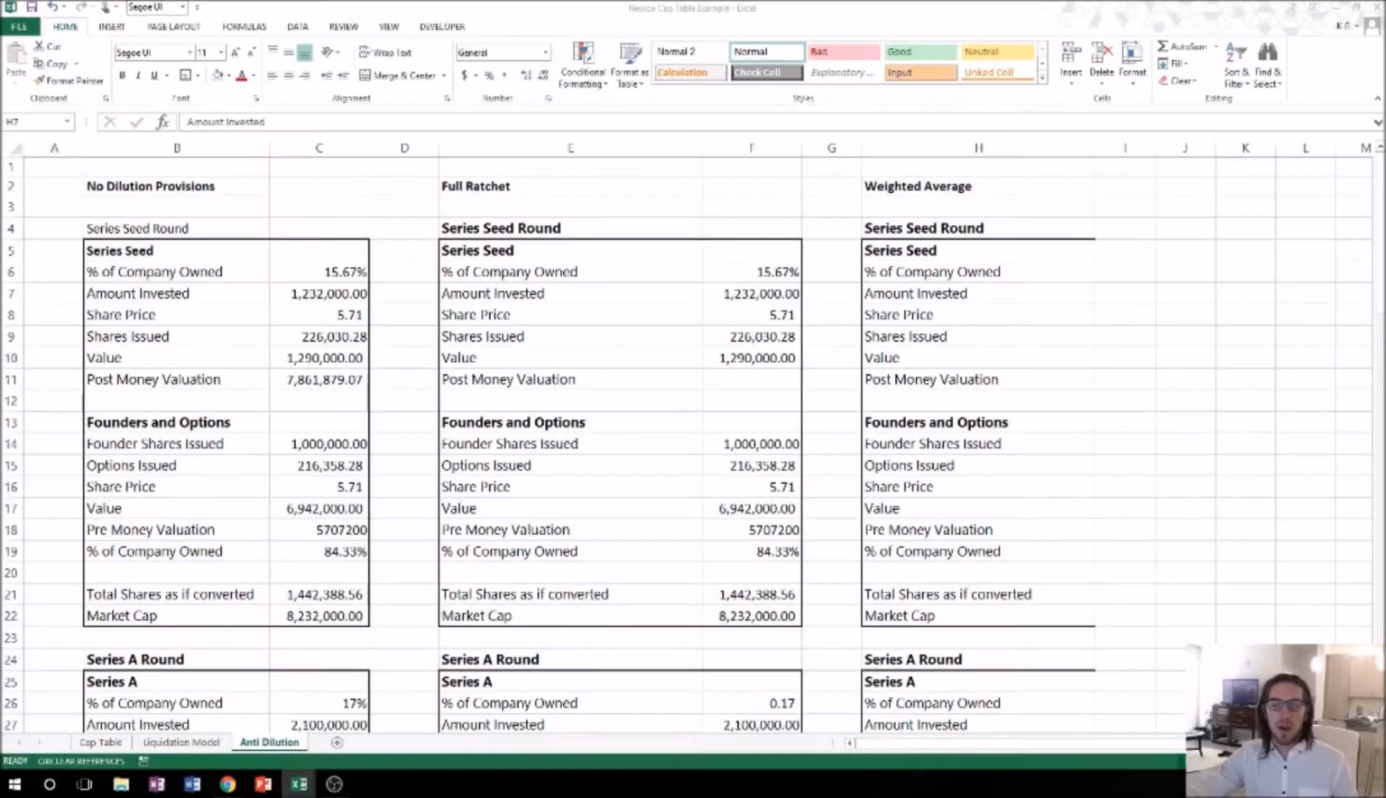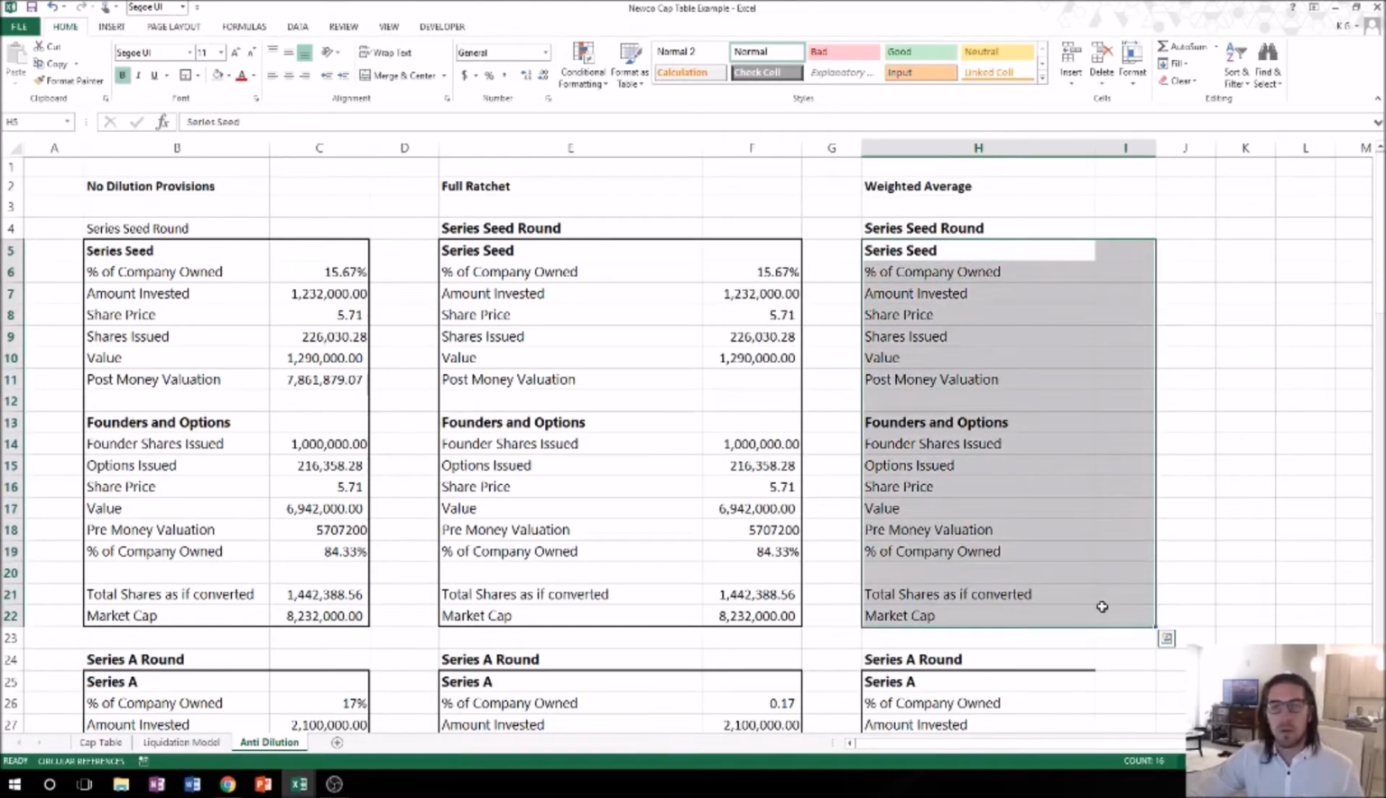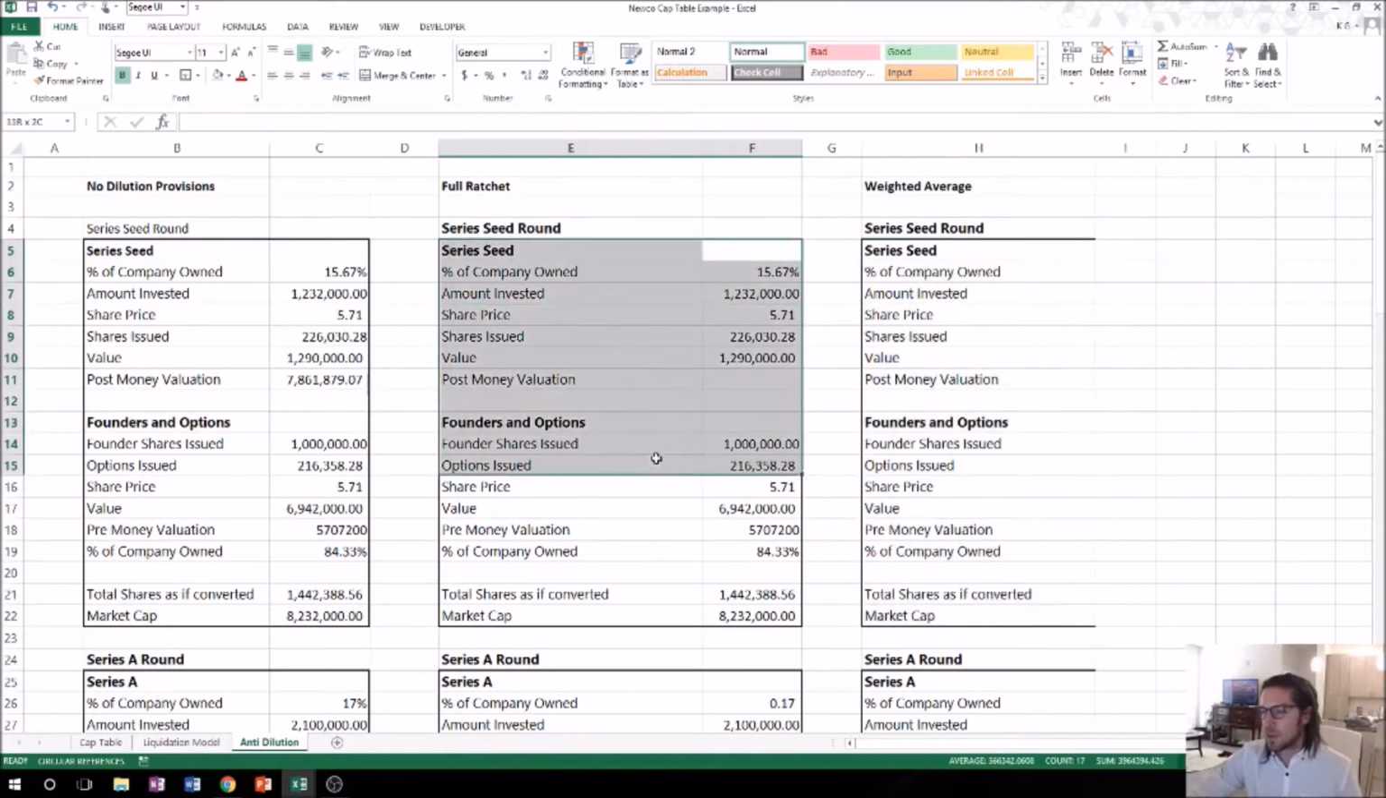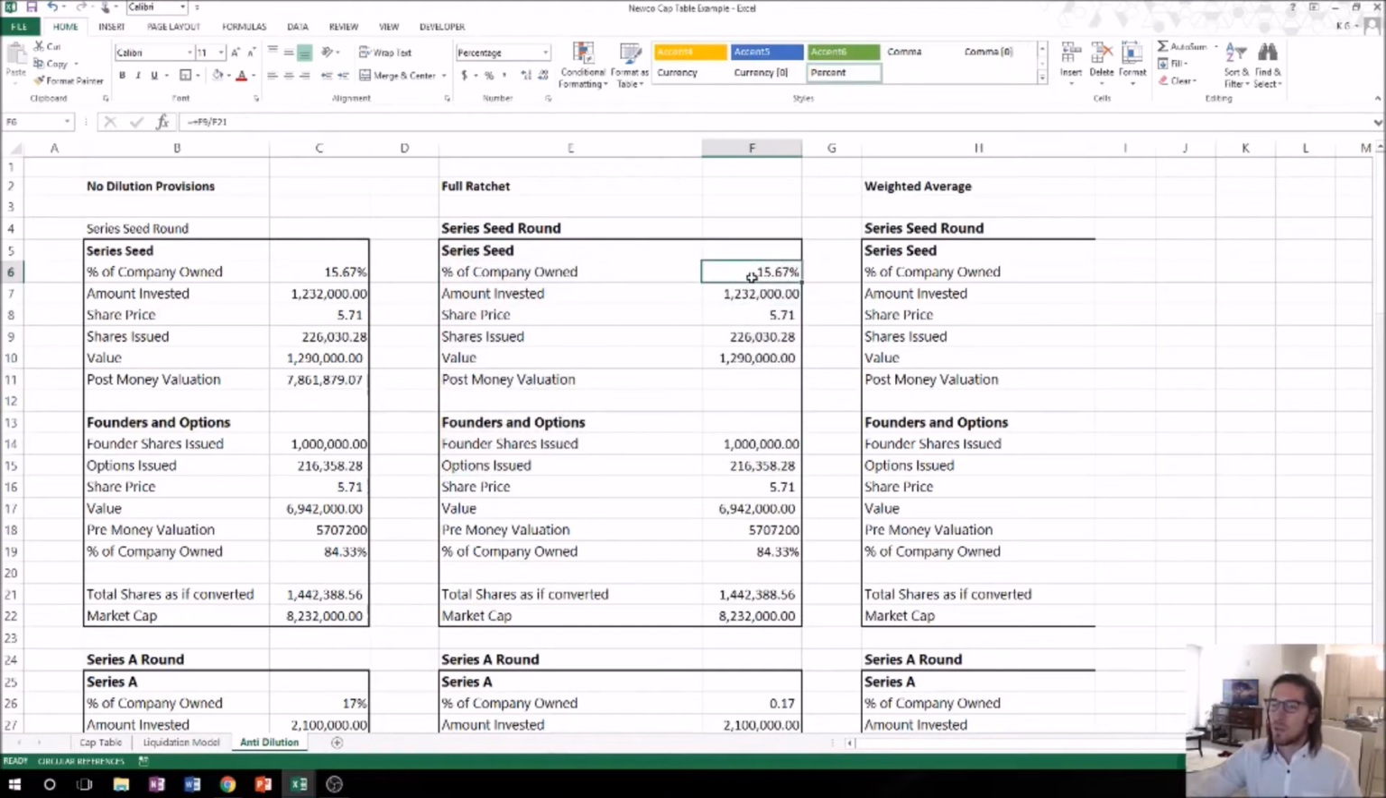All right, so here we are at the weighted average calculations for the anti-dilution, and we'll begin working through those. To begin, the first round, or the first box, or whatever you want to call this, is the exact same as the previous two boxes. So to save a little bit of time, I'm just going to show you how to copy and paste that over.